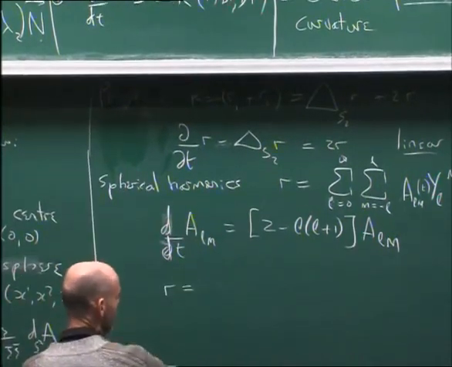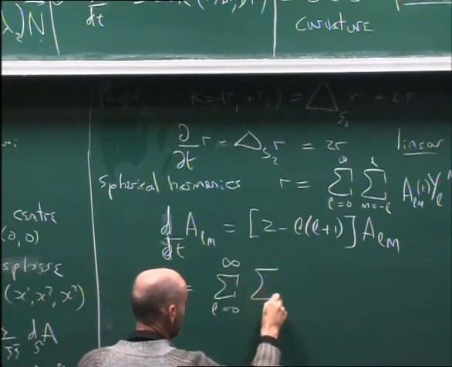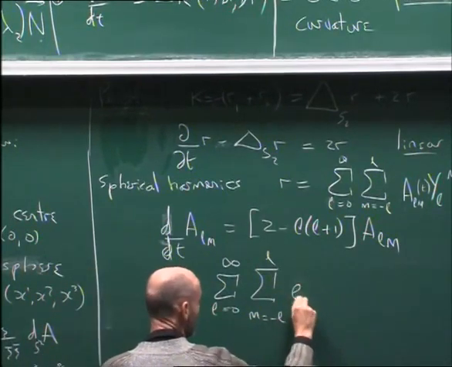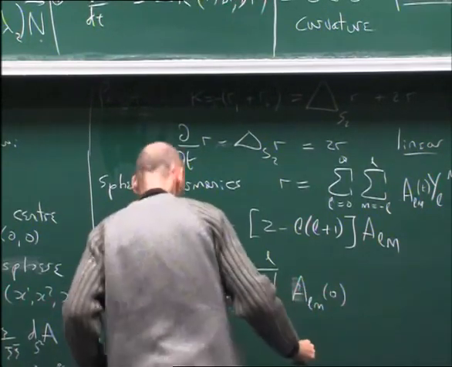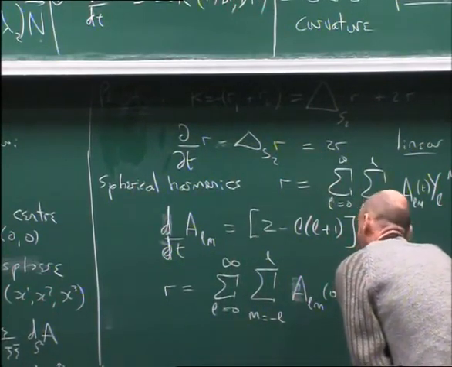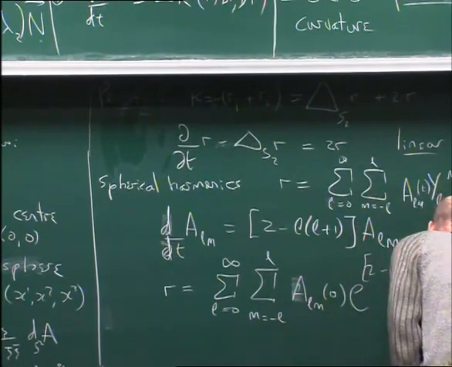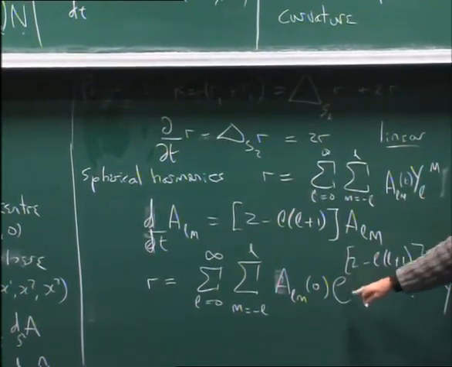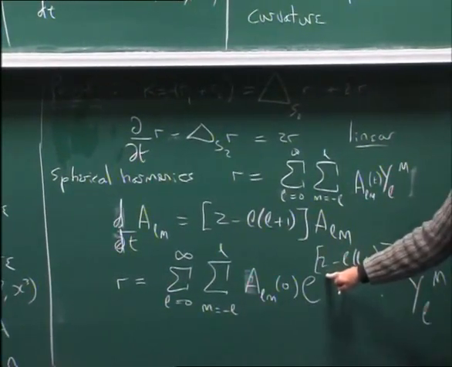So you can explicitly write down R as the sum from l equals 0 to infinity, and the sum from m equals minus l to l of, well, your initial A_lm at 0, times e to the (2 minus l(l+1)) t, times Y_lm. So you actually integrate up, you get an exponential term here. Okay, so when l is 0, this is a positive exponential term and it blows up.